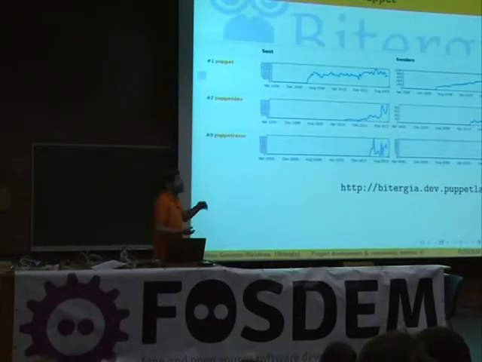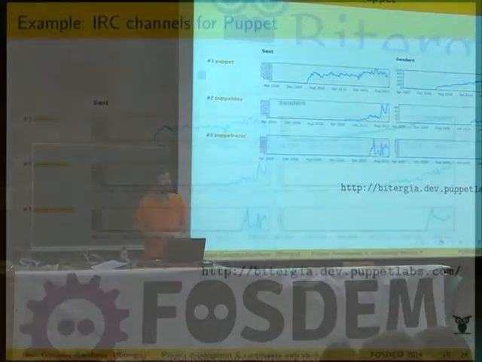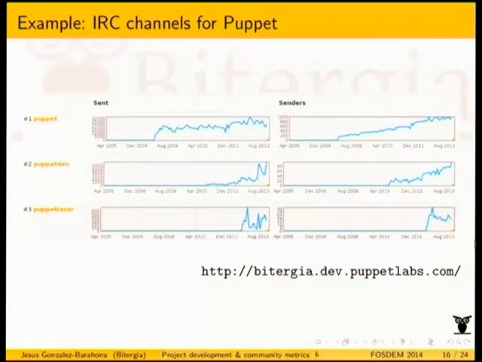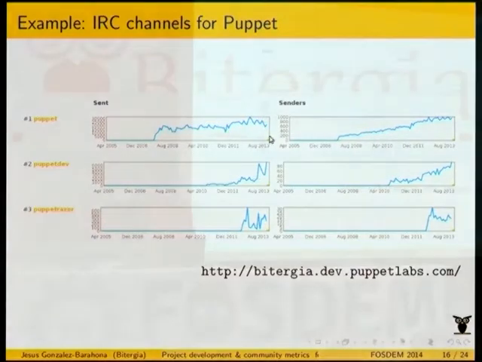For Puppet, they are tracking the IRC channels, and then you can learn things like how the number of people participating in the IRC channels for Puppet is improving, for instance. So you can see the evolution, and you can also see how active they are in the different channels, and so on.